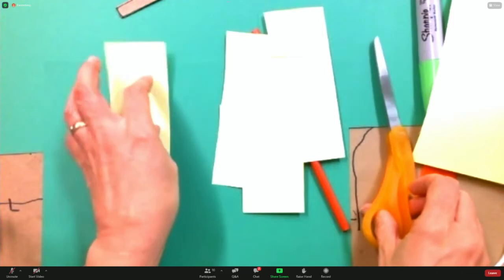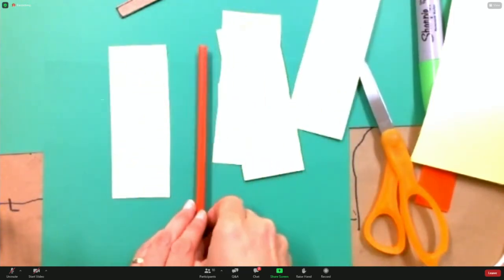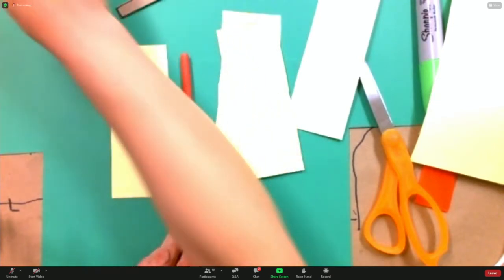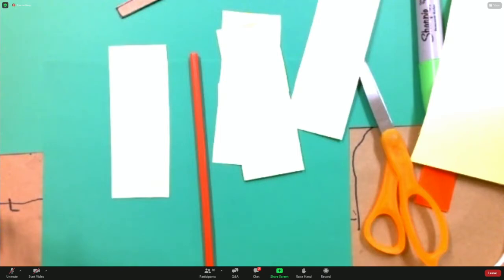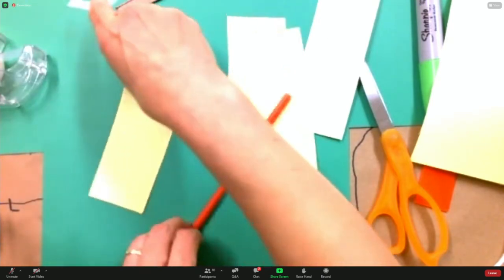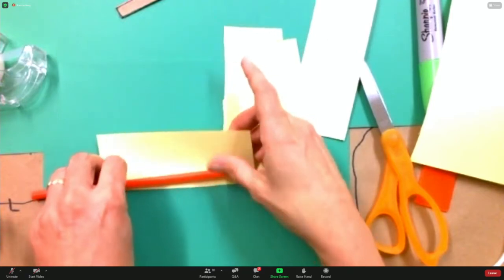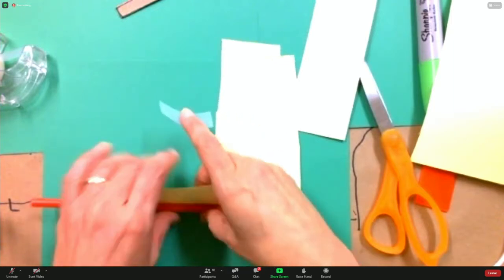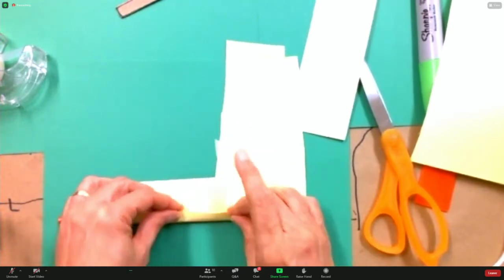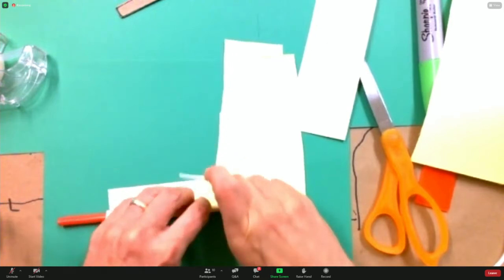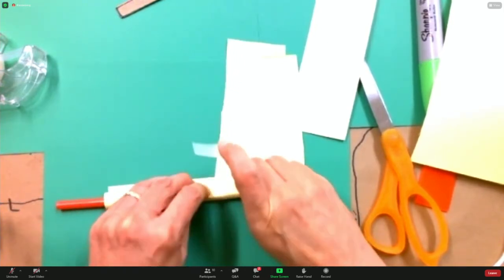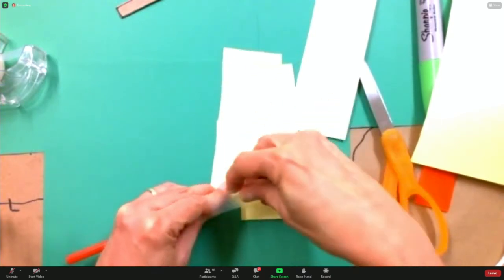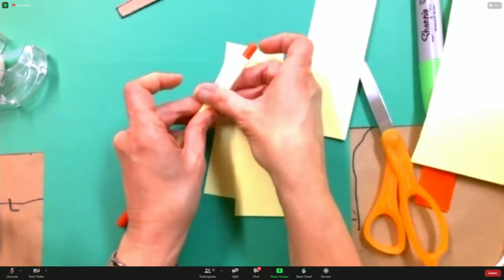And the way these rockets are going to work is they're going to be launched by the straw. So we want the rocket to fit around the straw. So an easy way to do that is to just use the straw as a rolling template. We'll put the straw in the paper and we'll kind of roll it up. You don't want it too tight because you don't want it to grab the straw, but you just want to use it as a template, and then tape the seam.